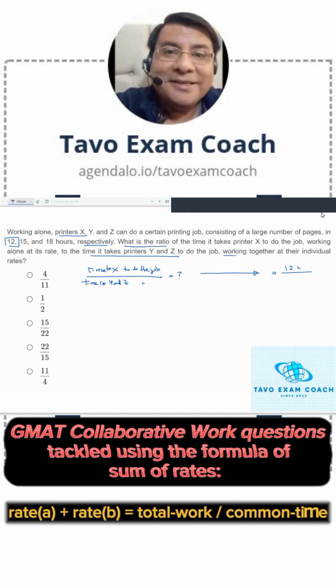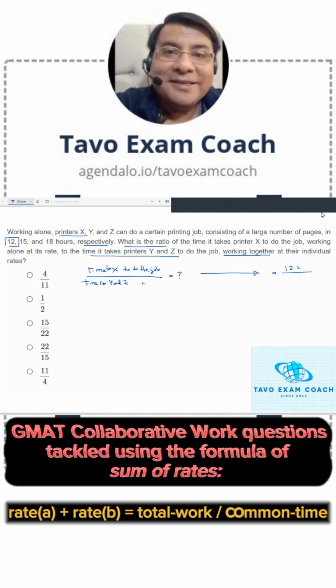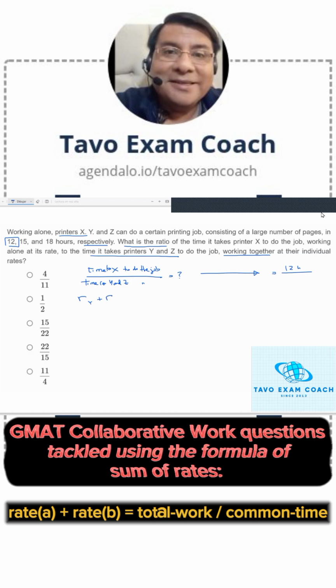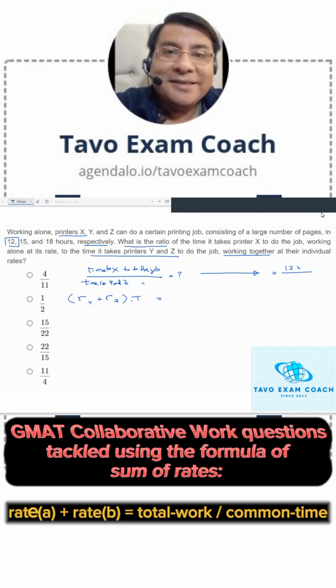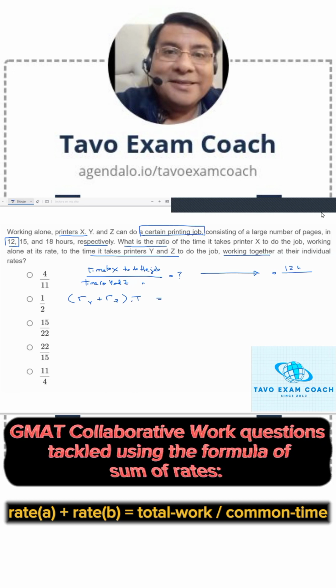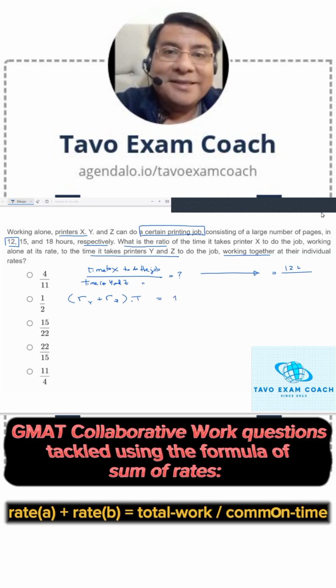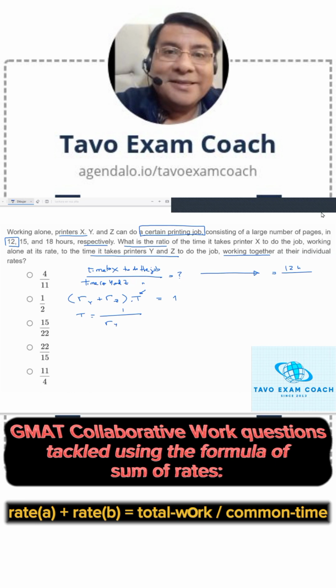Okay, so the key phrase here, working together, implies that we can use the formula for simultaneous or collaborative work. It says that the rate of printer Y plus the rate of printer Z multiplied by the time they need to do the job together equals the amount of job that they're expected to complete together. Since we're talking about a certain printing job, no more information is given about the amount of this job, certainly one job. So we place here 1 as the amount or quantity of the job. So we're supposed to find time t. So this time is actually 1 over the sum of the two rates.